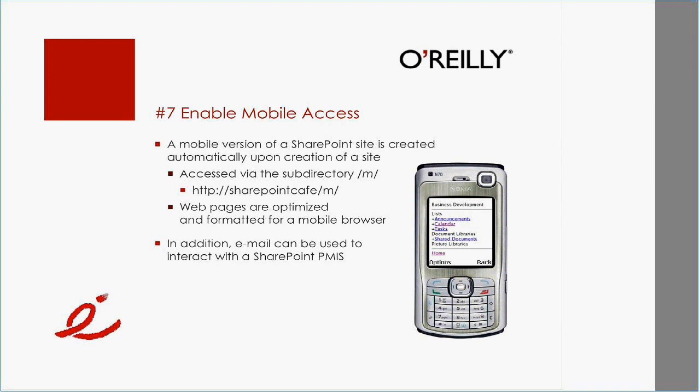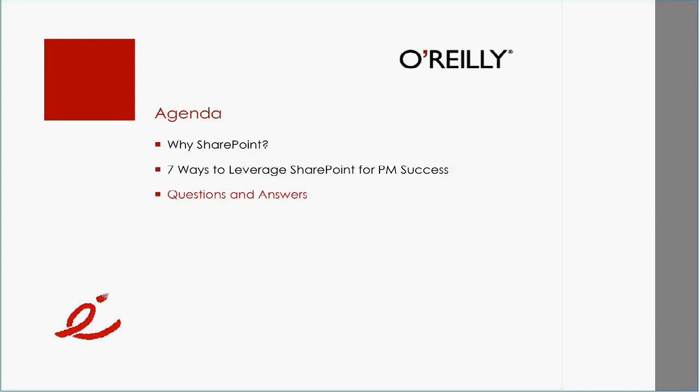In addition, email can be used to interact with the SharePoint PMIS. If you have BlackBerries or iPhones, these are great with email. If you set up your SharePoint site to receive email, you can forward an email to your SharePoint site as well. I think that's brilliant. I use it all the time. So with that, those are the 7 ways that you can leverage SharePoint for project management success.